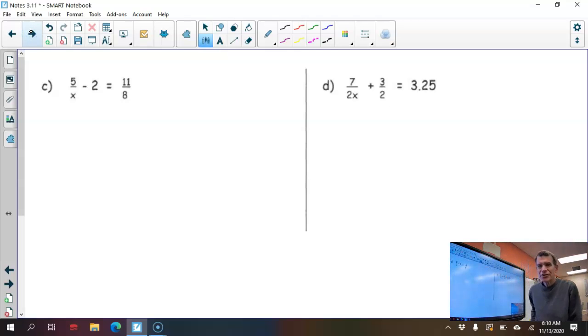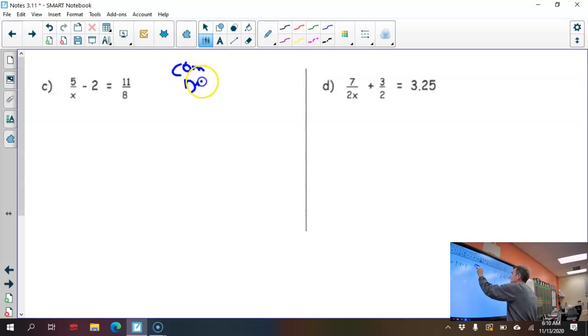All right, so this I'm not sure you've seen. I have a variable in the denominator. So with a variable in the denominator, I need to include that in my common denominator. And what I said before is still true. One way to get a common denominator is just to multiply the denominators together. So in this one, I could just multiply the two denominators together, and that would make my common denominator 8x.